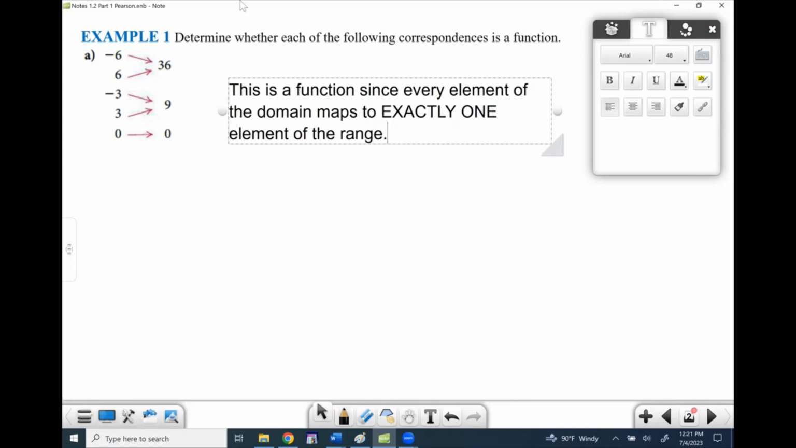Now, the fact that this 36 has two arrows going to it, it doesn't matter. We didn't say every element of the range can only go with one element of the domain. So we're really looking at this one way, okay? We want to make sure that the ones on the left only have one arrow coming out of them. It's okay that two arrows go to 36. It's okay that two arrows go to 9, at least if we're looking at functions.